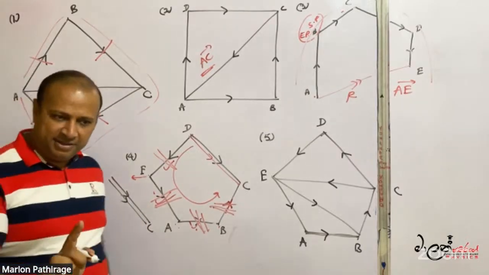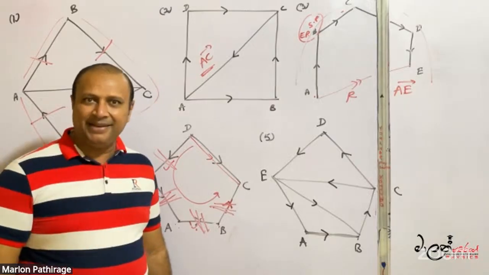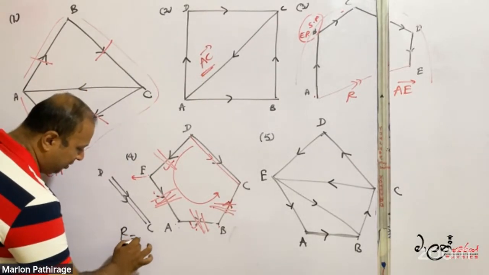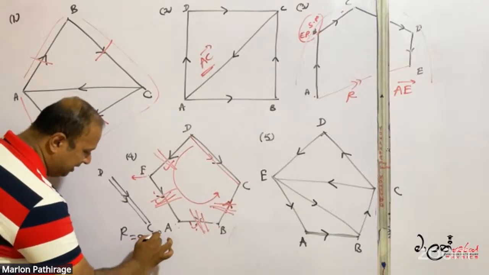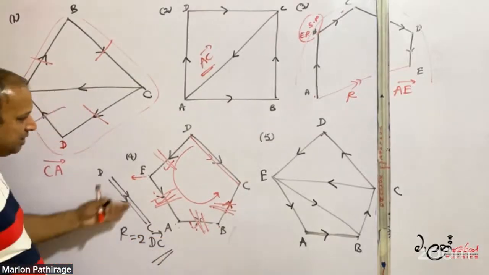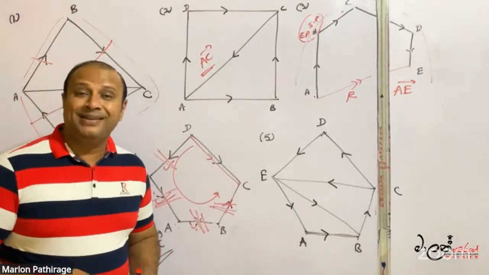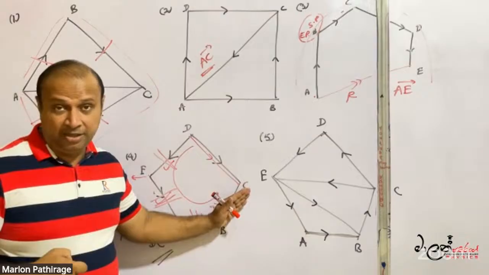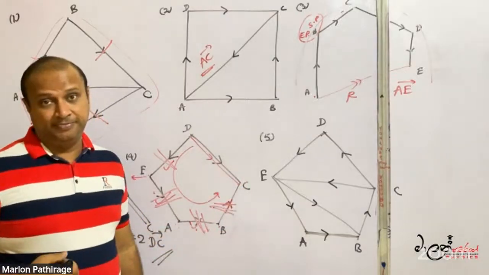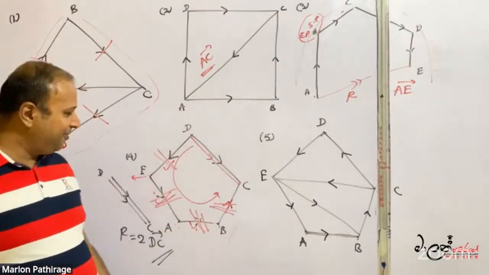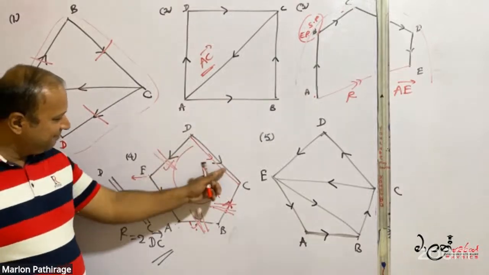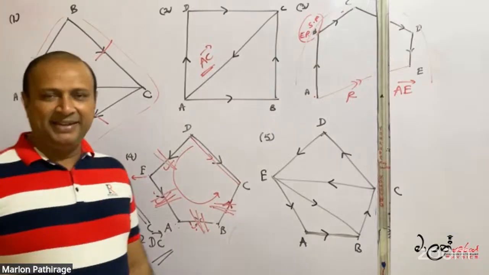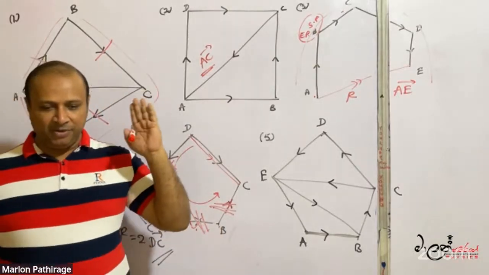Therefore, the resultant should be 2 times DC. Because now there are two vectors in the same direction with the same magnitude. Therefore, DC plus DC is 2DC. Did you get my explanation there now, Tussan?